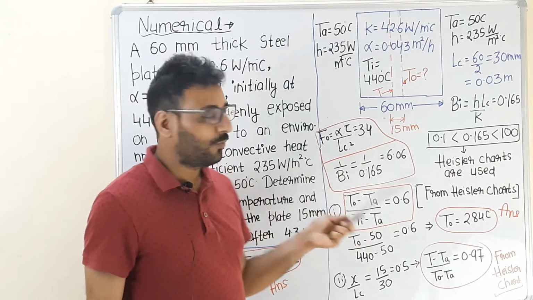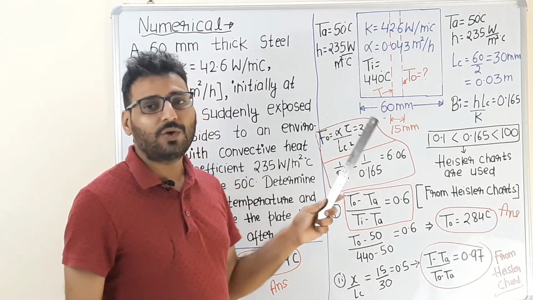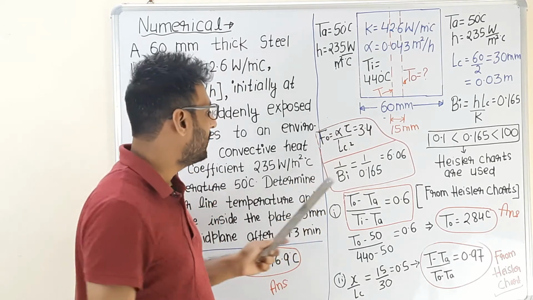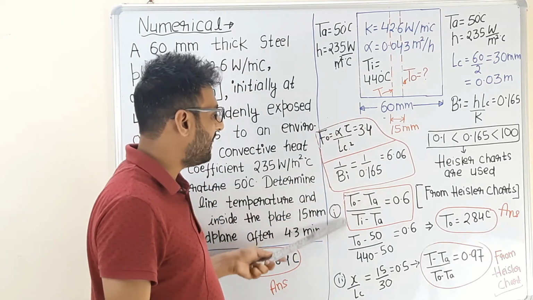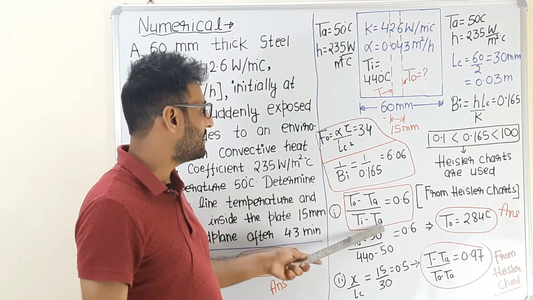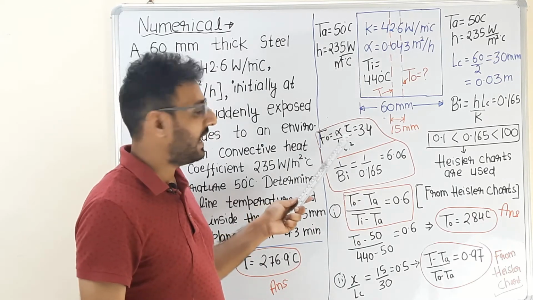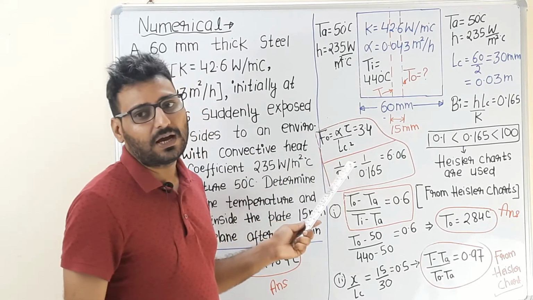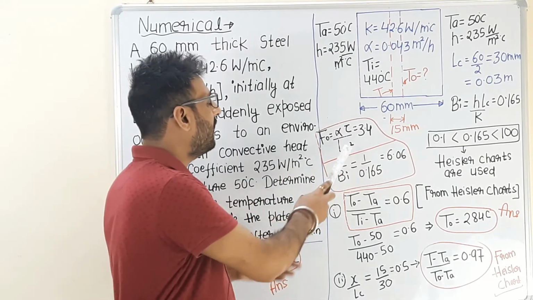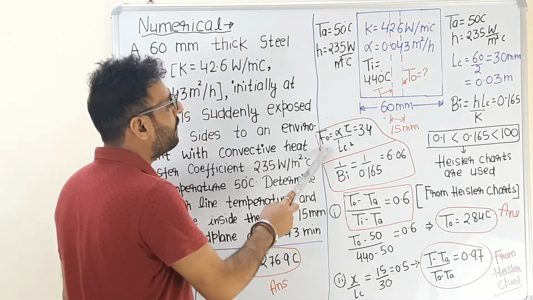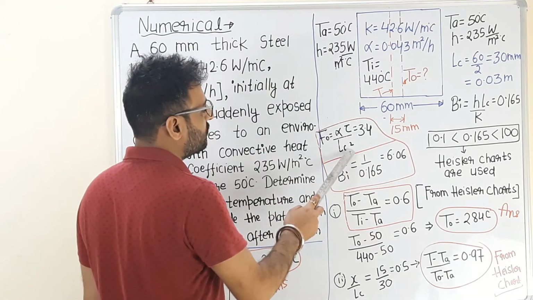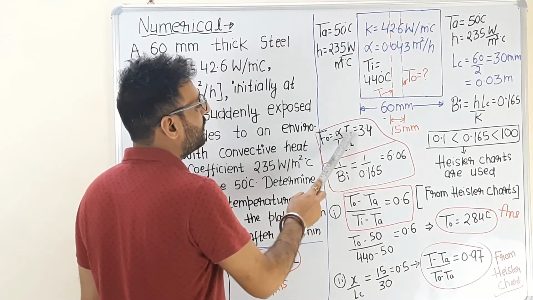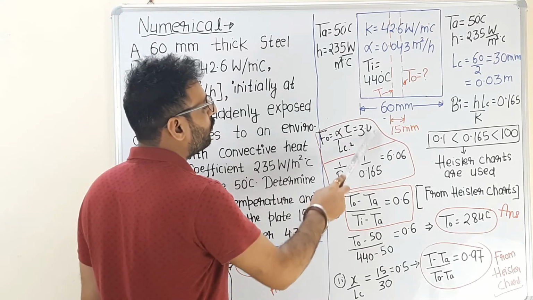As we already know, for the Heisler chart we need to have two values. For the first type of Heisler chart, this value is basically on the y-axis, Fourier number is on the x-axis, and 1 upon Biot number are basically the lines on the chart. Fourier number is given by alpha tau upon LC square. We know the values of alpha and LC, and tau, the time, is 4.3 minutes. So Fourier number comes out to be 3.4.